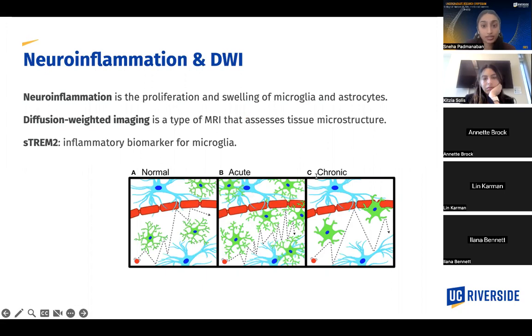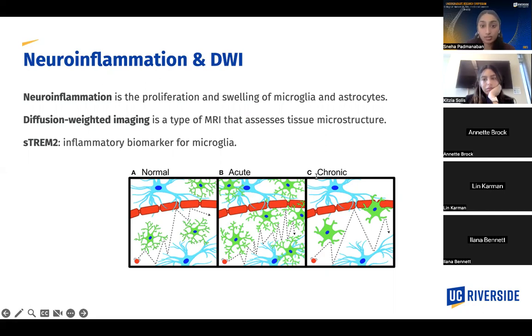Neuroinflammation is the proliferation and swelling of microglia and astrocytes, which may be detected using diffusion-weighted imaging measures of underlying tissue structure. During any disease state, including Alzheimer's disease or AD, neuroinflammation is present. It's now believed that neuroinflammation may play a role in AD, as neuroinflammation may result in response to beta amyloid plaque and tau tangle accumulation or as a separate etiology.